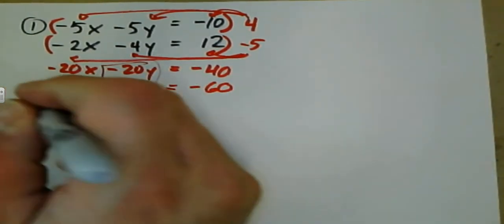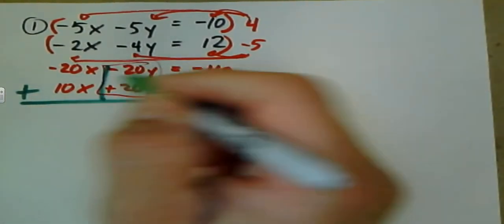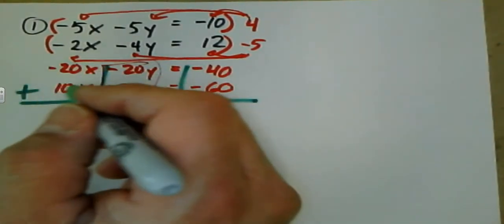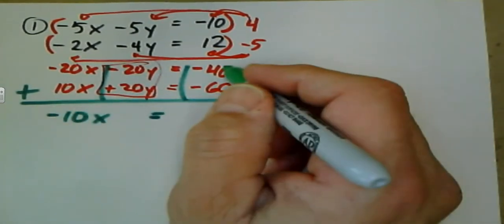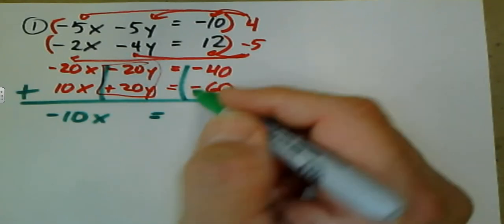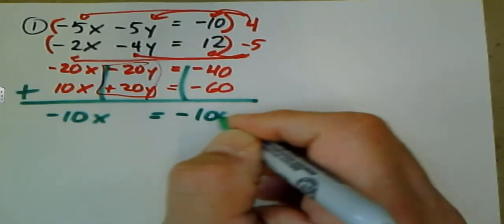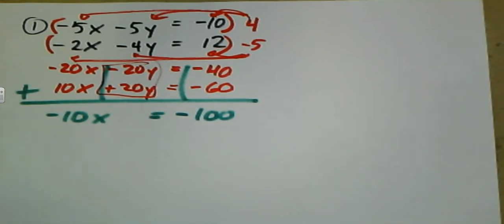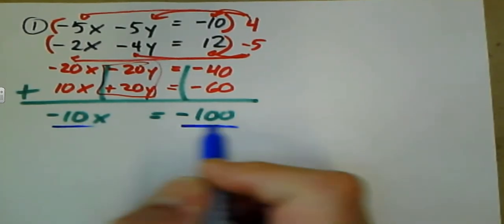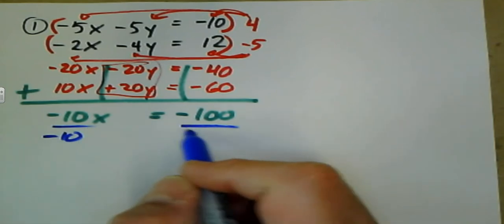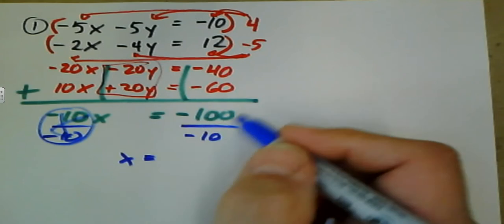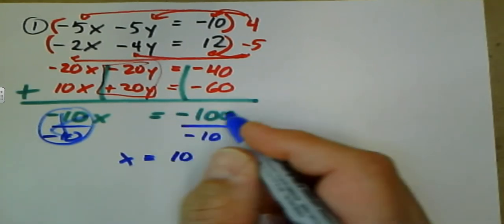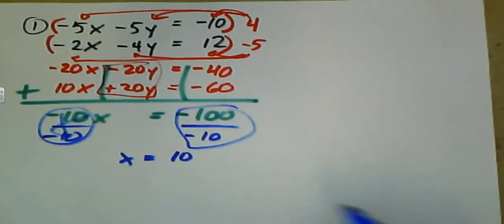At this point, now I'm going to distribute because that's my next step. Use my graphic organizer. -20x plus 10 is -10x equals, and -40 plus -60 is -100. At that point, the only other thing we can do is divide because it's being multiplied. Our opposite operations are gone. We're left with x equals 10 because -100 divided by -10 is 10. So our first coordinate point is 10.